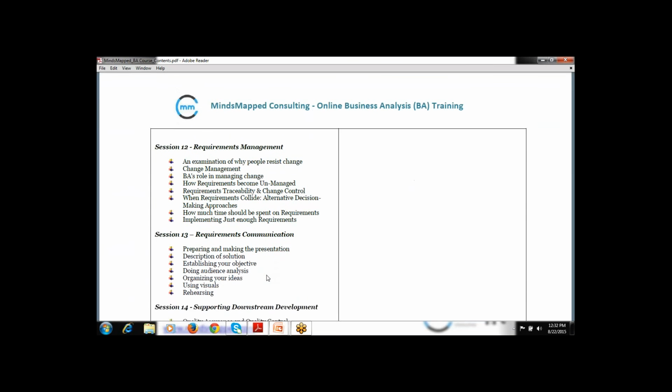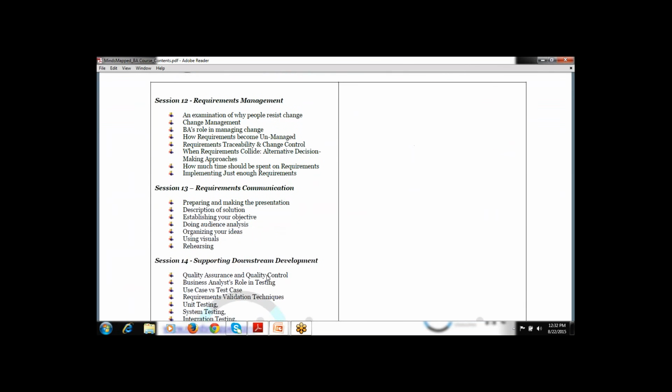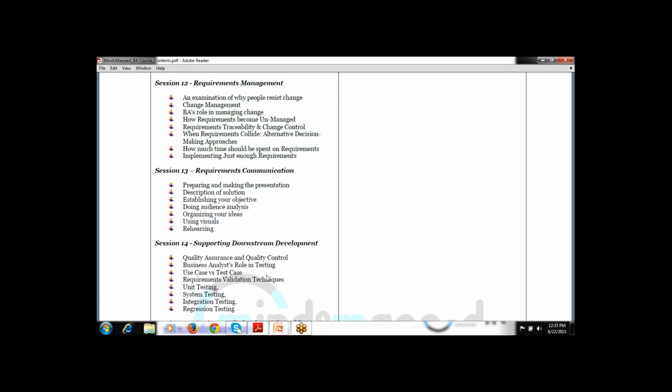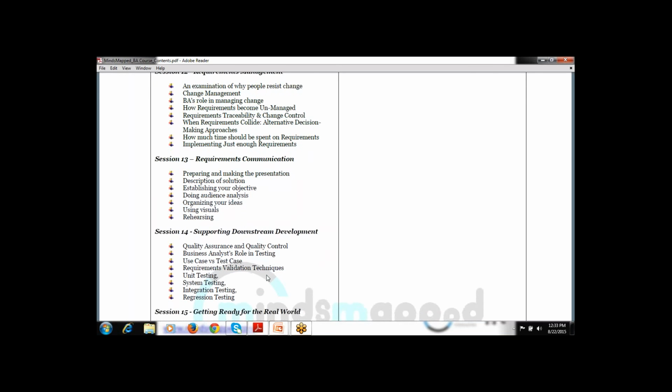Then the requirements management. It's not enough to just get the requirements, right? So, what are the different aspects of change management? Because implementing a new change is change management. It has its own challenges. So how do you work around that as a business analyst? And how do you communicate the requirements to the end customers, to different levels of users, internally, externally, things like that.